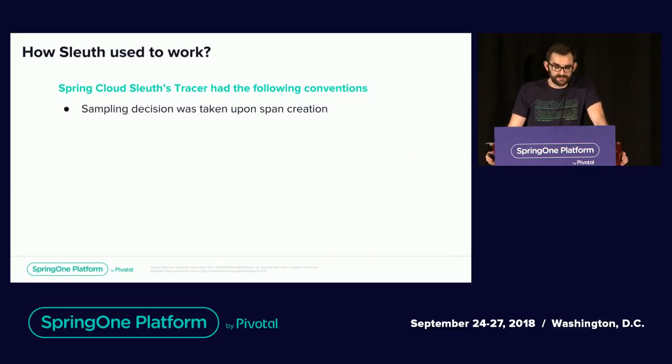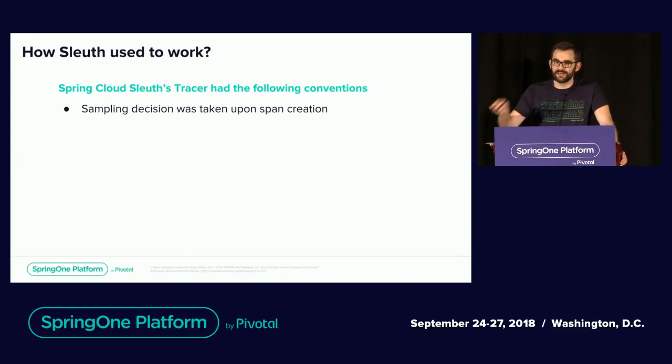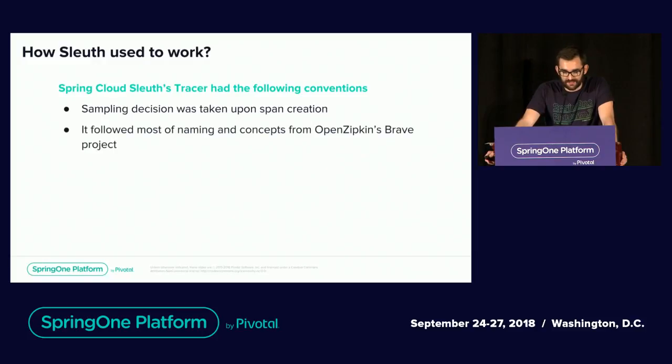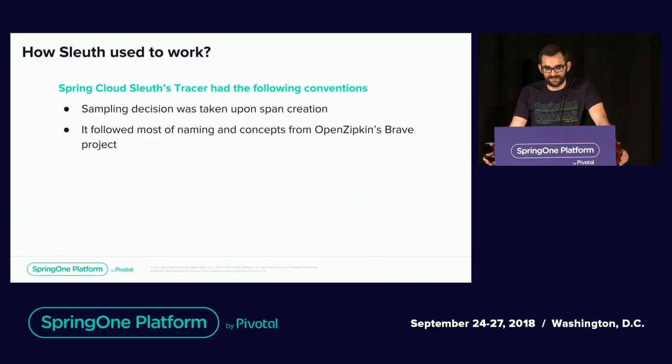Another problem was that the sampling decision was taken upon span creation. It was very, very difficult to take the sampling decision based on some input, like, for example, an HTTP request, which was absolutely, I think, the most commonly asked for feature in Sleuth, right? I have a special request, and for example, if I have my custom header, I don't want to sample. So that was close to impossible to do. Since most of the naming and concepts came from the cooperation of mine and Adrian's, the naming of the pieces of the tracer and span was almost identical to the one in Brave.